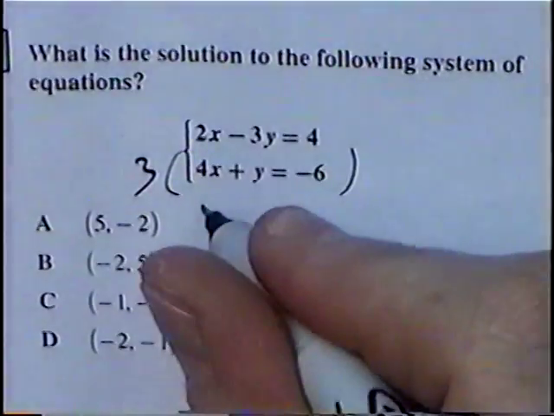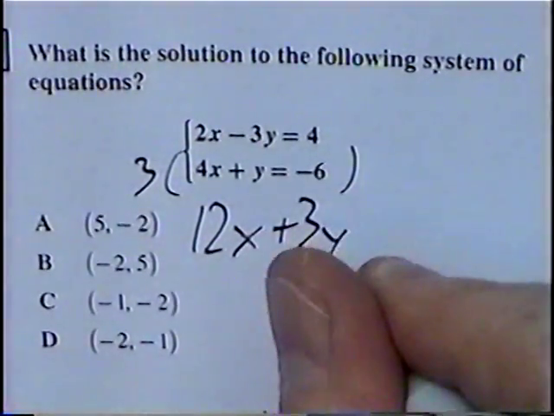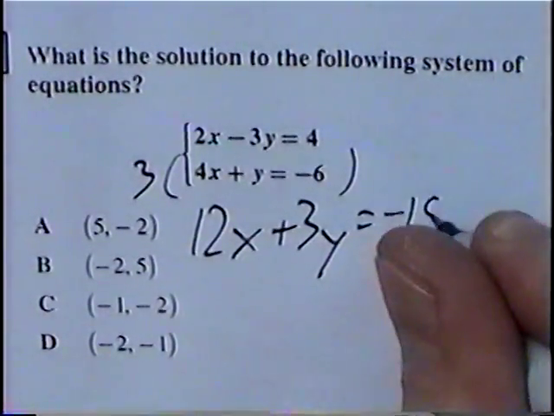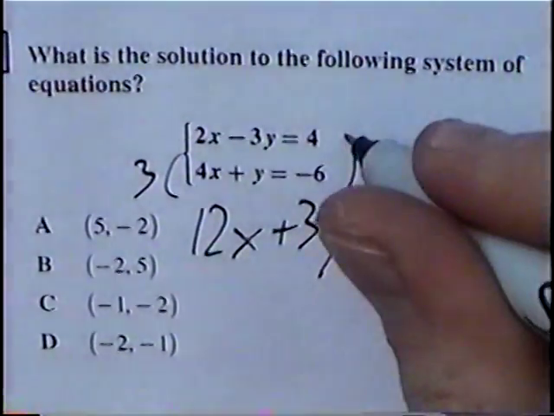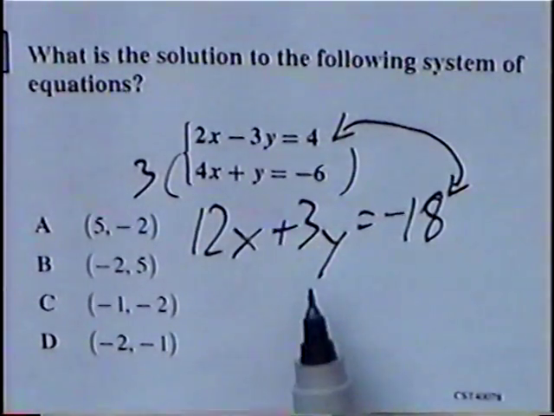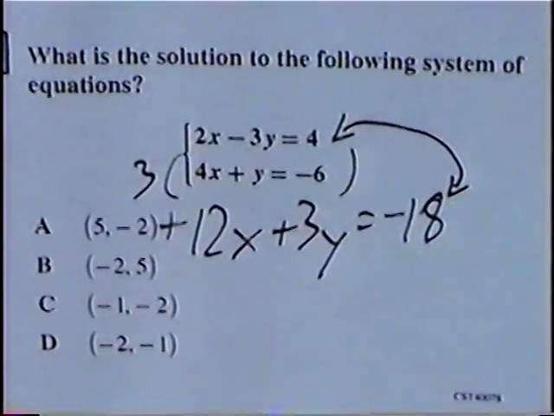Multiplying by 3 would be 12x. 3 times y would be 3y. And 3 times a negative 6 would be negative 18. If you combine the first equation and the new equation, the negative 3y and the positive 3y, we can add those together to cancel them out.